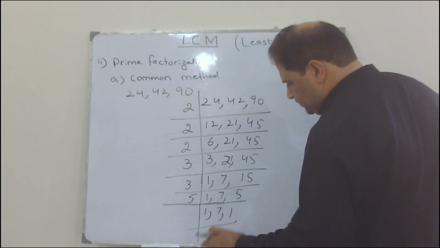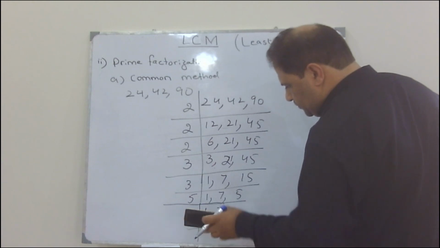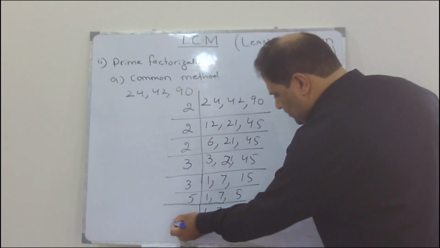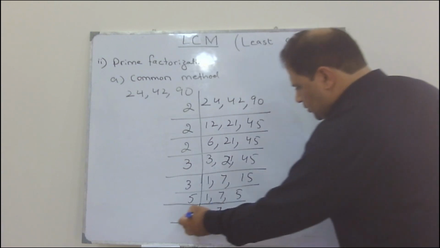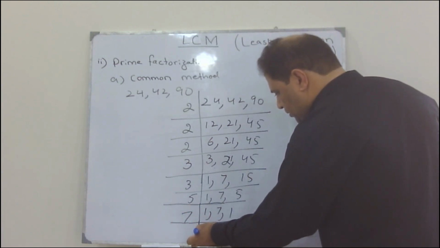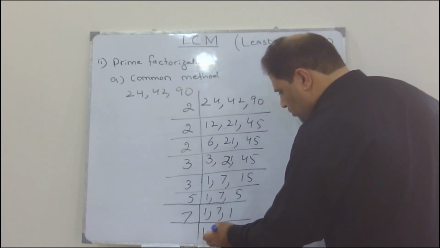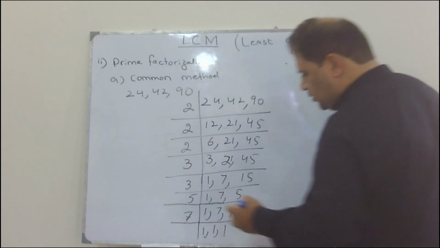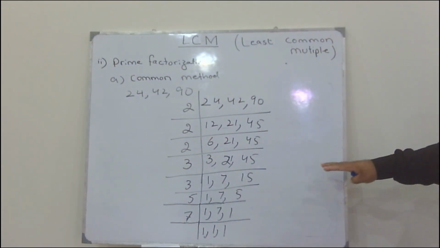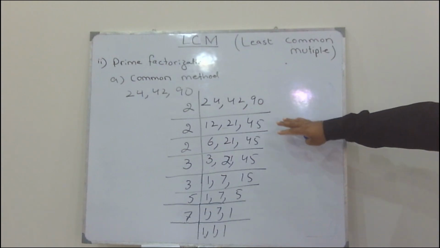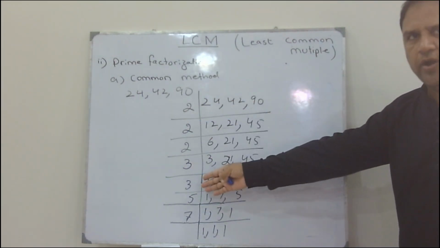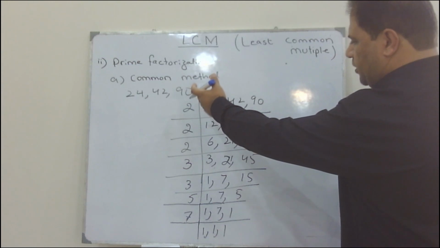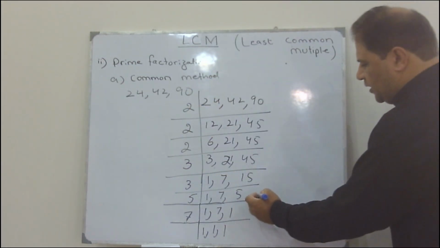And then the last number is 7, we will divide with 7. It is important that the last number should be 1. The last number should be 1. Now what will we do? We will multiply all the numbers which have divided these three numbers. The final answer of the multiplication of all these numbers will give us the LCM.